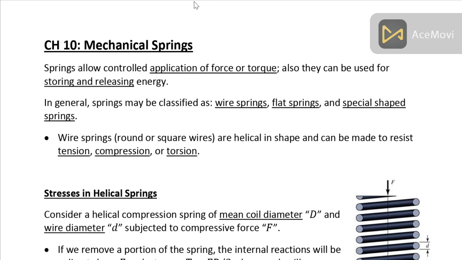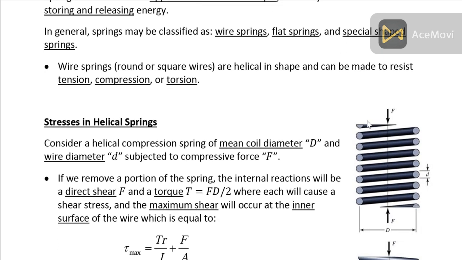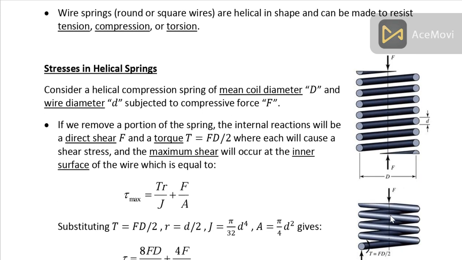Springs are basically classified as wire springs, flat springs, and special shaped springs. Wire springs are of two categories: round or square wires. They are basically helical in shape. They are made for tension, compression, or torque. As you can see in the figure, the force is applied in both directions.